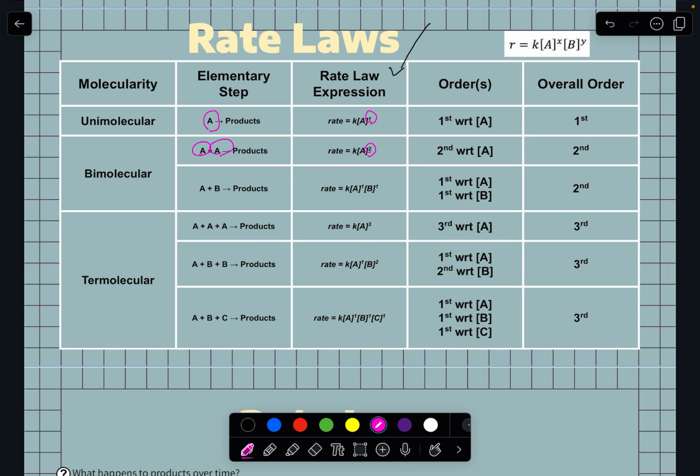Okay, and then we have our orders. So depending on the exponent, we have our order with respect to A, B, or C. The overall order, all you're doing is just adding whatever is in the orders together. So if you just have one thing, it's the same. If you have more than one thing, you add them together. Okay. So that's how you get the overall order. It's just adding the exponents together.